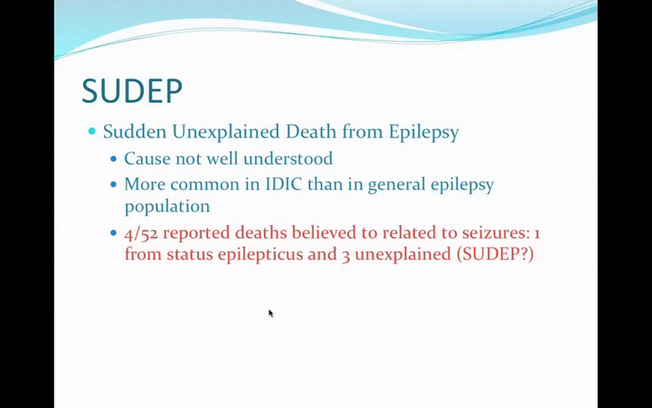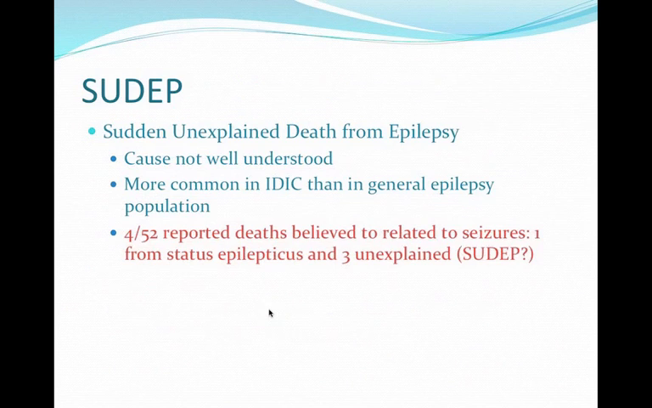And then SUDEP, this would be a whole webinar on its own, but basically it's sudden unexplained death in epilepsy. The cause is really still not well understood, whether it's the brain, the heart, the lungs, or a combination of the 3. It appears to be a little bit more common in kids with isodicentric, or even 15q in general, than in the general epilepsy population.